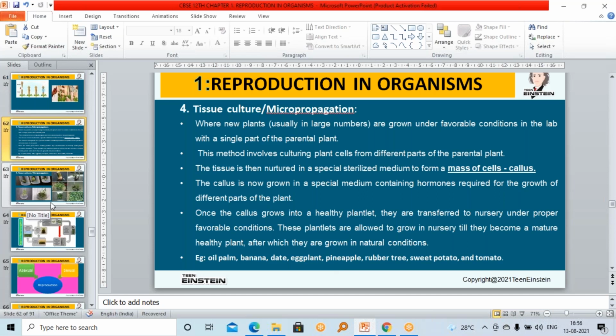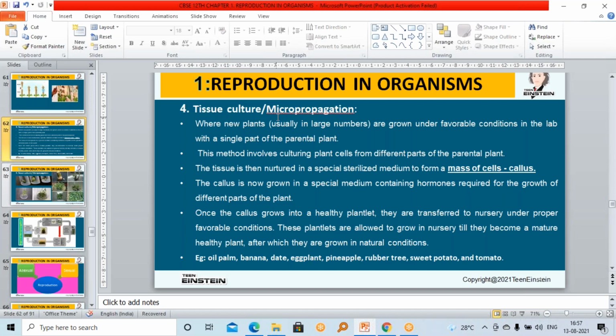And next, the last method of artificial vegetative reproduction is micropropagation or tissue culture. From the title itself, we can make out that we are going to propagate micro parts or micro portions. Micropropagation, the small parts which we are going to propagate. And from the word tissue culture, it's clear that we are going to culture the tissues.